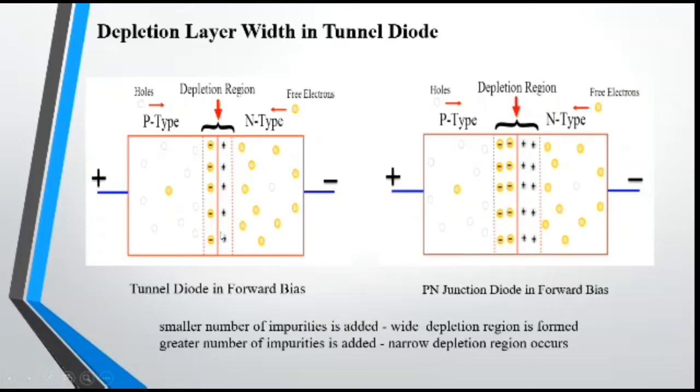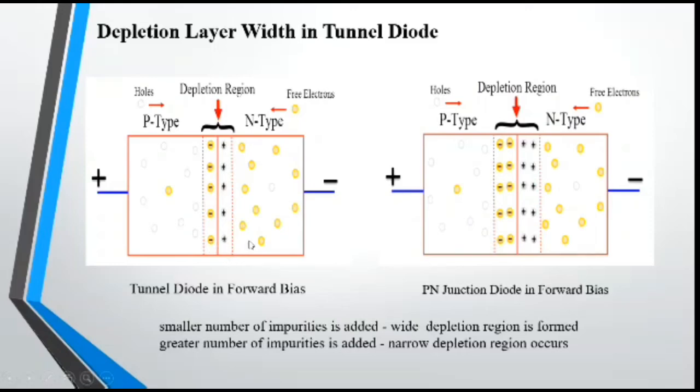When compared to the normal PN junction diode, a tunnel diode has a narrow depletion width, as you can see here. See, the PN junction diode has a big depletion region and it has a narrow depletion region in the tunnel diode. Therefore, when a small amount of voltage is applied, it produces enough electrical current in the tunnel diode.